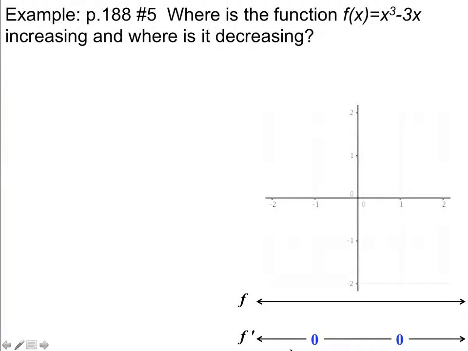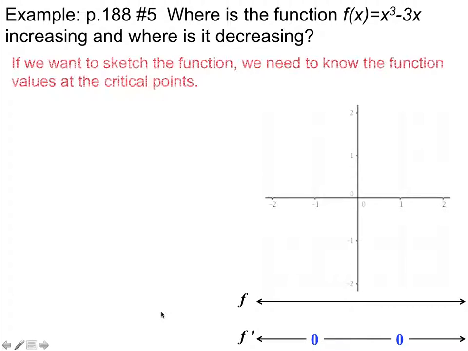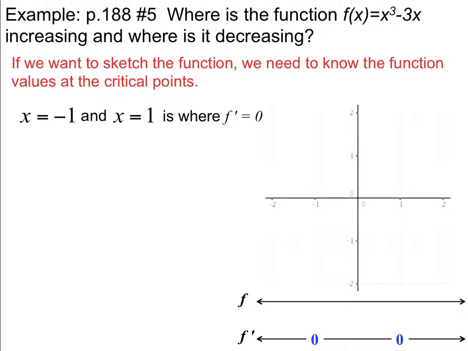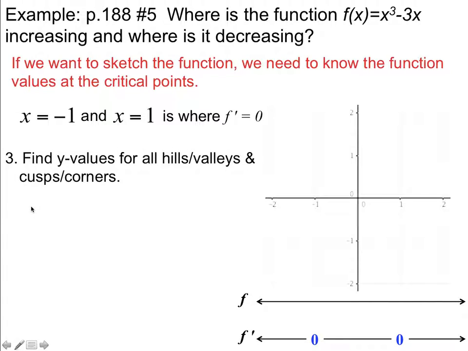So let's start to put this together. Like I said a screen or two ago, we have a 0 derivative at -1 and a 0 derivative at +1. So I put those on the derivative number line. And we're going to grab the function values at those critical points. We're just going to do that step 3 real quick. Find the y values for the hills and valleys.